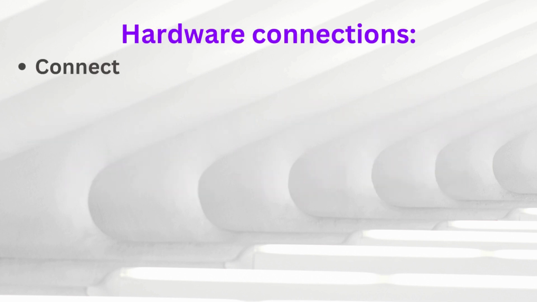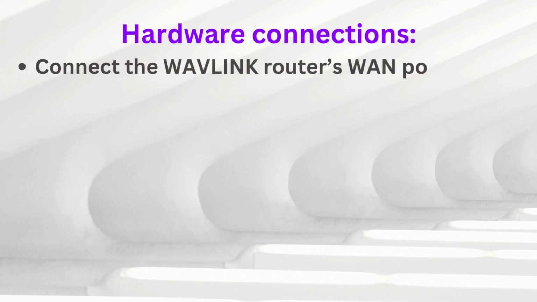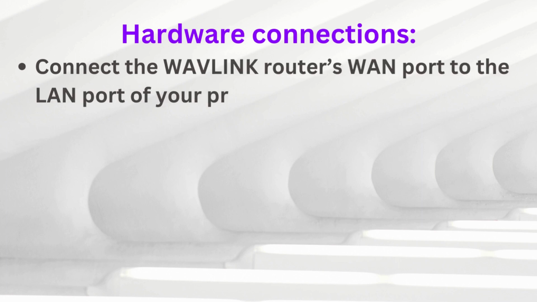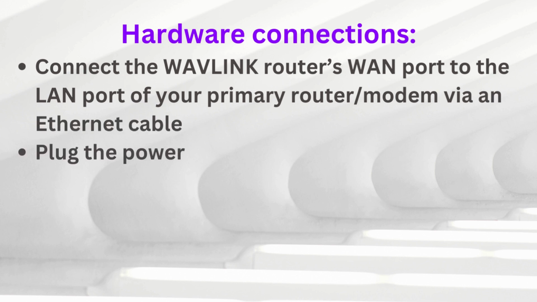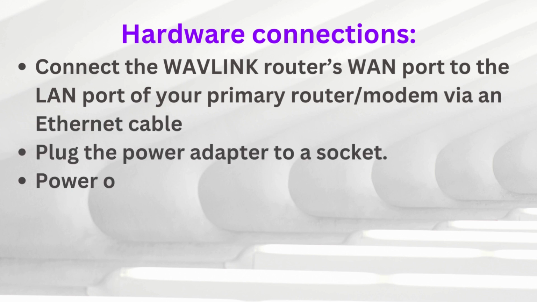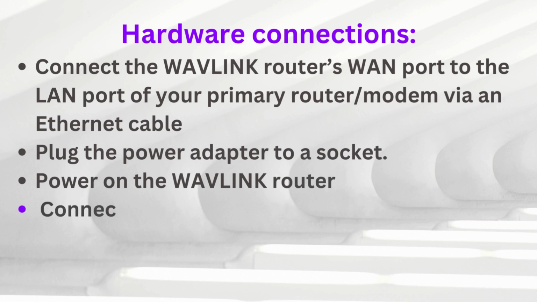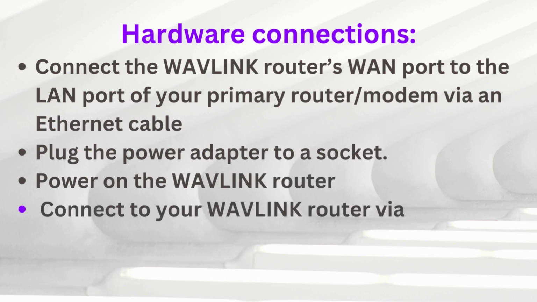Hardware connections. Connect the WAVLINK router's WAN port to the LAN port of your primary router/modem via an Ethernet cable. Plug the power adapter to a socket. Power on the WAVLINK router. Connect to your WAVLINK router via its Wi-Fi or Ethernet cable.